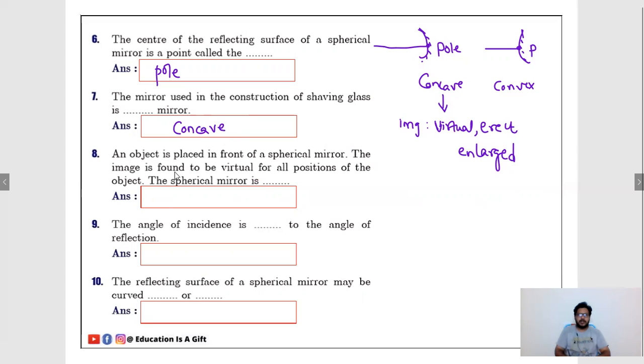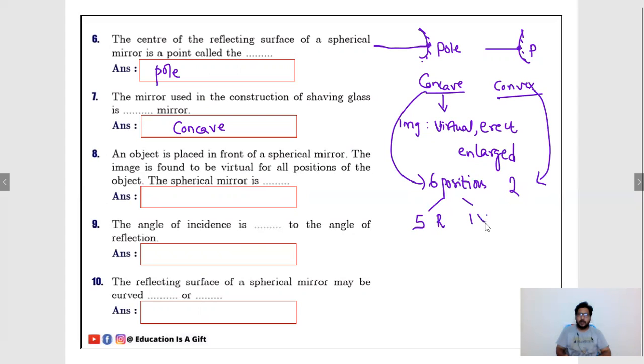Number 8. An object is placed in front of a spherical mirror. The image is found to be virtual for all positions of the object. The spherical mirror is dash. There are two types of mirrors, concave and convex mirror. If you observe images, while coming to concave, we have 6 positions, and while coming to convex mirror, we have 2 positions. In these 6 positions, in 5 positions you can find images real, right? But in only 1 position we can get virtual.